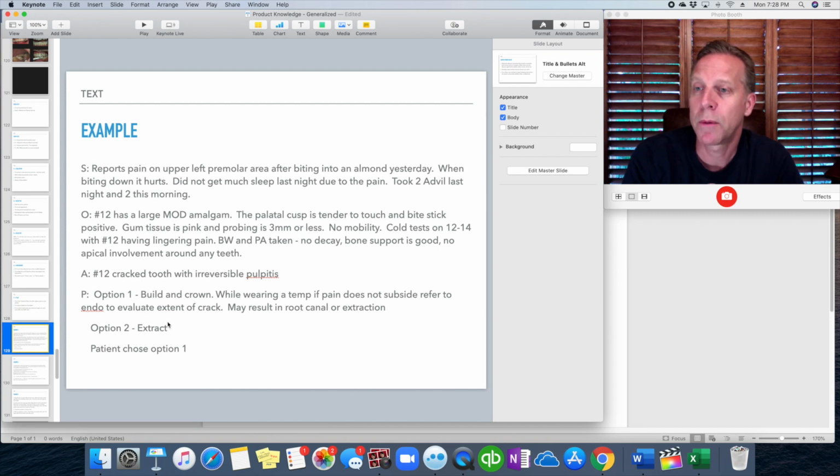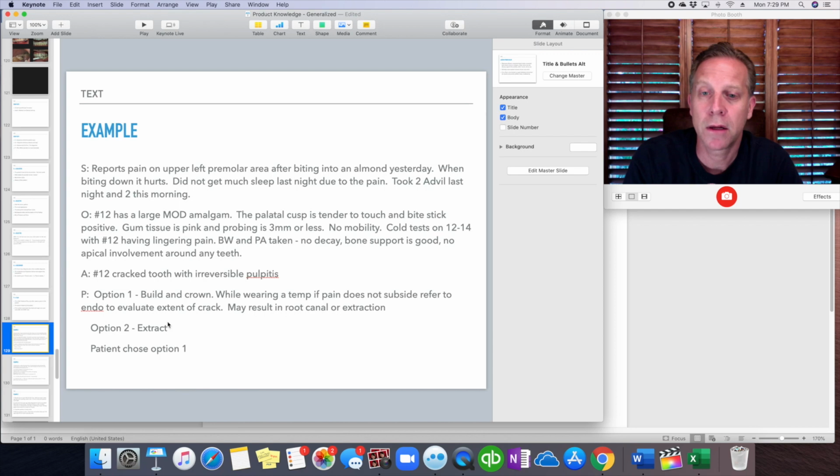So let's say here, the patient reports pain on the upper left premolar area after biting into an almond yesterday. When biting down, it hurts. Did not get much sleep last night due to pain. Took 2 Advil last night and 2 this morning. Our objective findings. Number 12 has a large MOD amalgam. Palatable cusp is tender to touch and bite stick positive. Gum tissue is pink and probing is 3 millimeters or less. There's no mobility. And cold test on 12 through 14 with number 12 having lingering pain.